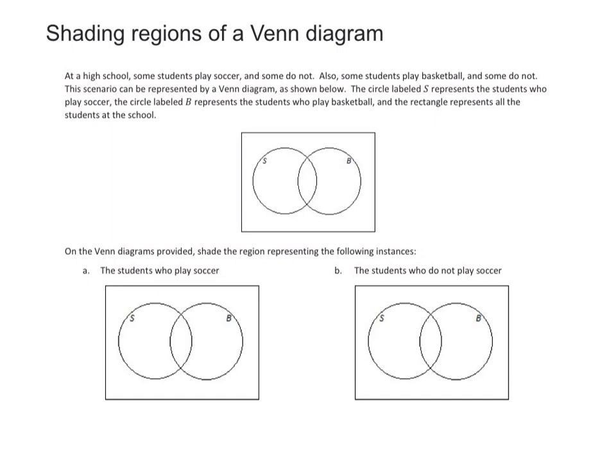At a high school, some students play soccer and some do not. Also, some students play basketball and some do not. So S obviously stands for soccer and B stands for basketball. The scenario can be represented by a Venn diagram as shown.